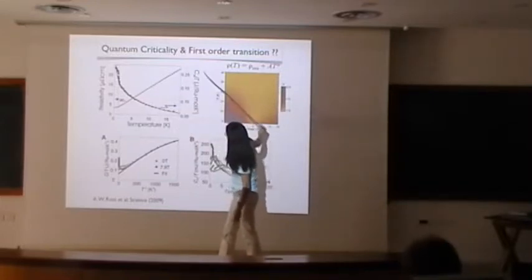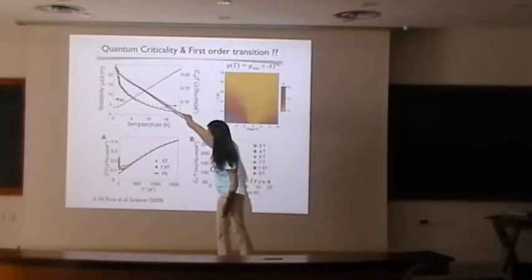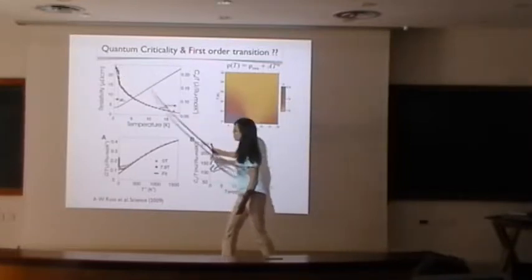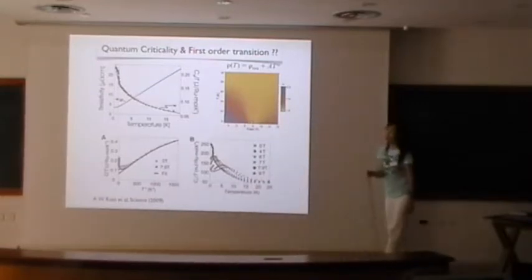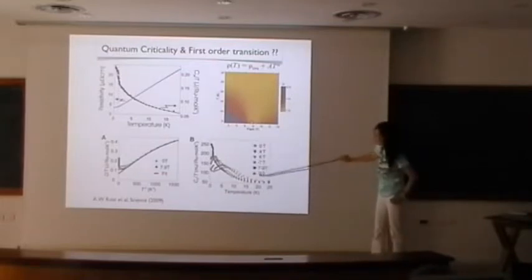And then this one is the specific heat, C over T. It also has some diverging behavior, only at low temperature that divergence is sort of hindered by something else. They also look at C over T at different magnetic fields.